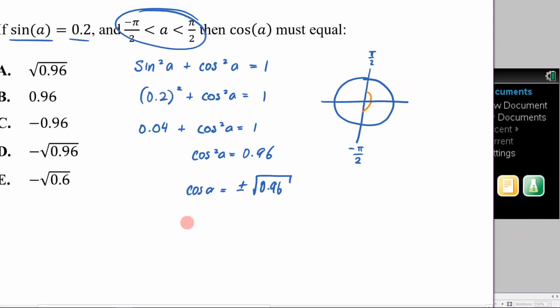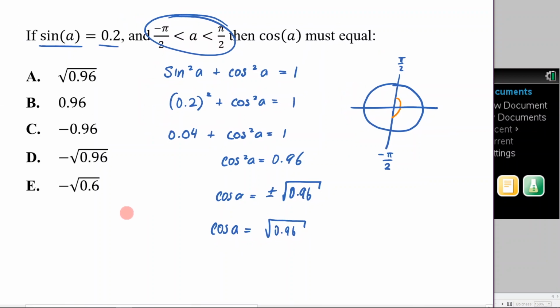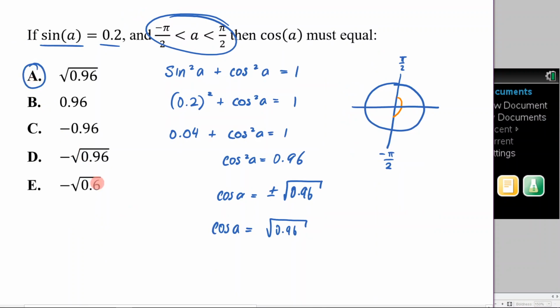So that means my answer is going to be cos of a is equal to the square root of 0.96. It's positive, which means a is going to be my answer. Now, we're finished the question, that's done.